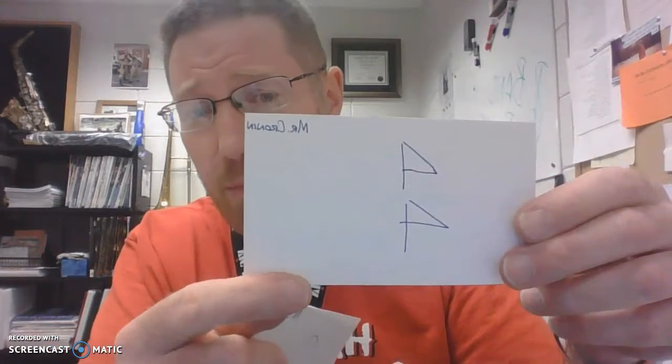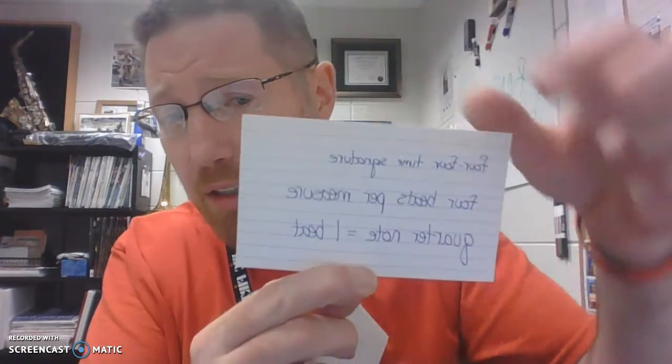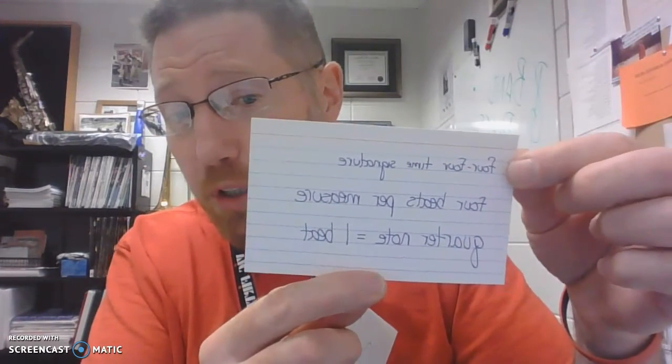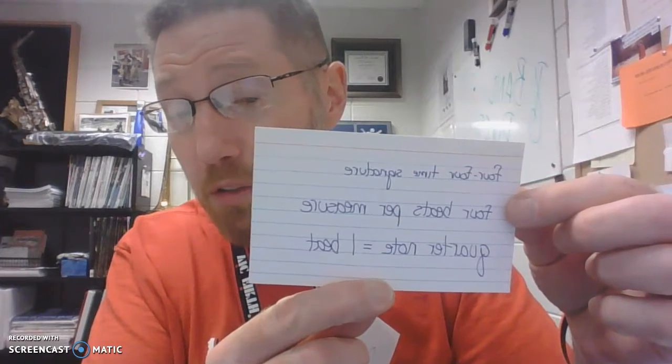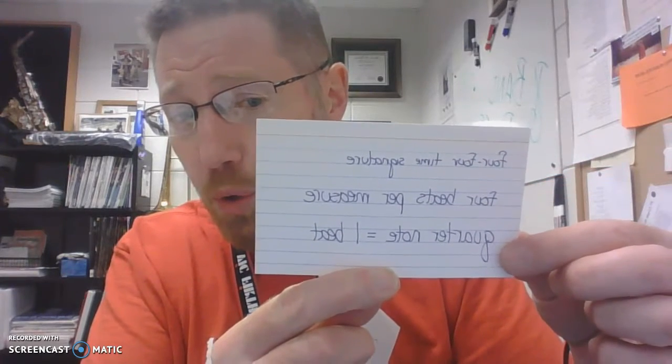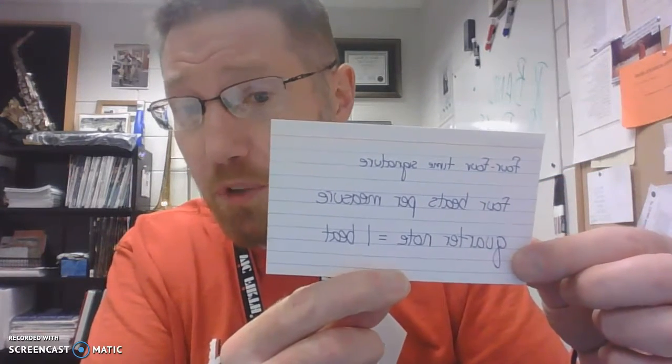You'll notice that my name is in the top right corner, and I've drawn a number 4 over a number 4. That's the front side. On the back, the definition and the name. It's called the 4/4 time signature. It means 4 beats per measure. Quarter note equals 1 beat. Feel free to pause so you can copy that down, okay?